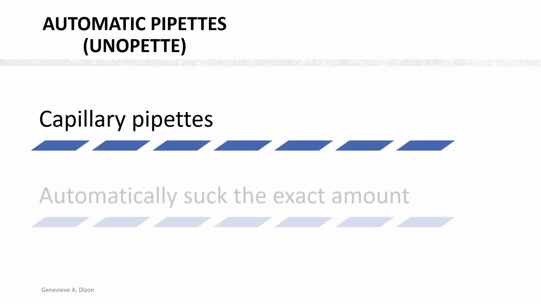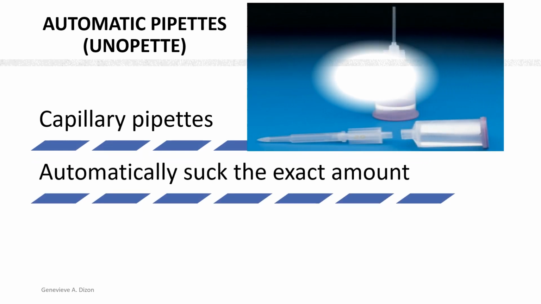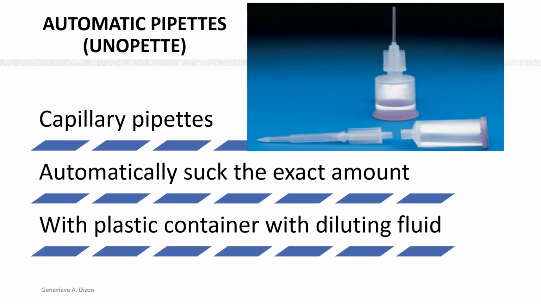The UNOPETTE is an automatic pipette. It is a capillary pipette that automatically sucks in just the right amount of sample. It is connected to a plastic container containing the exact amount of diluting fluid.